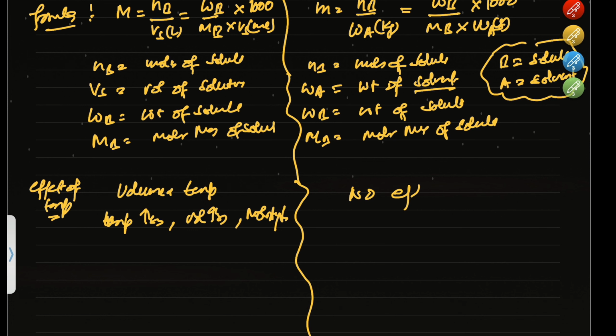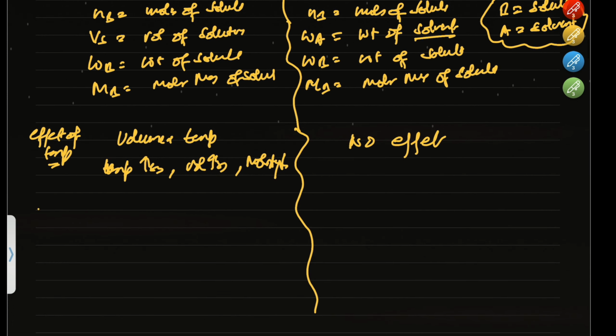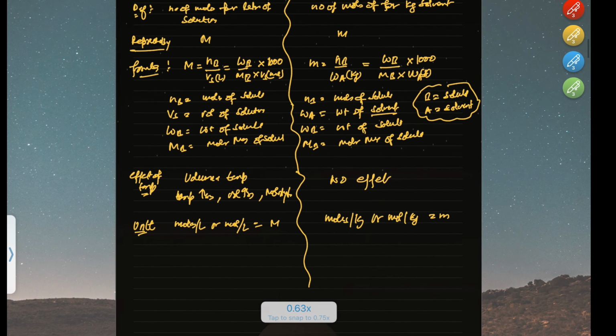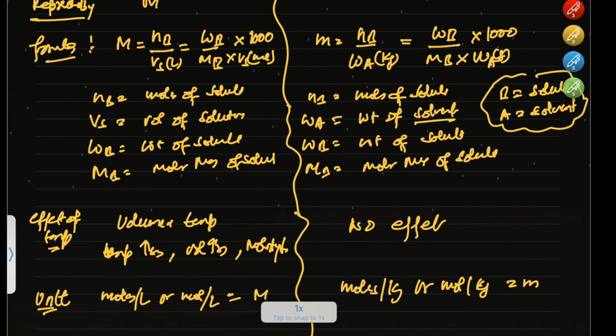No effect. Here is no effect of temperature on molality. What is the unit? The unit here is moles per liter, or simply mole per liter, or capital M. Here it is moles per kg, or mole per kg, or simply small m, molal. Here these are the differences for this question. We have to write this.